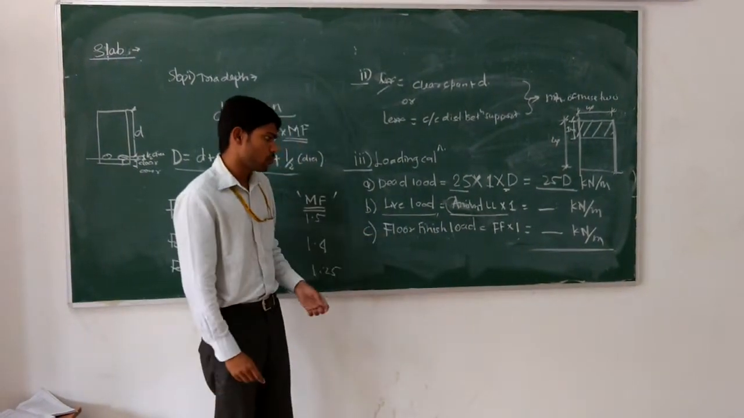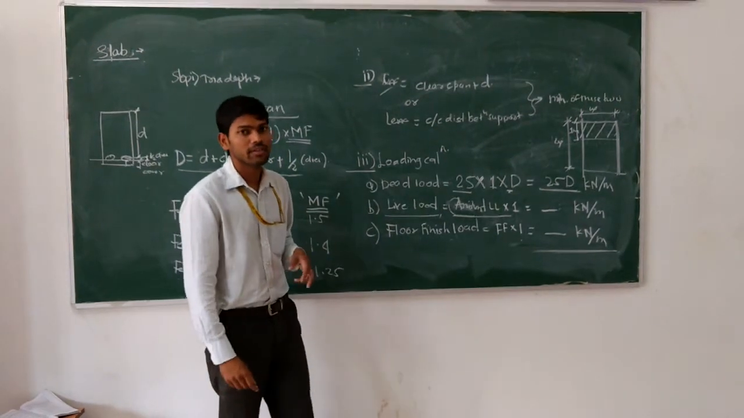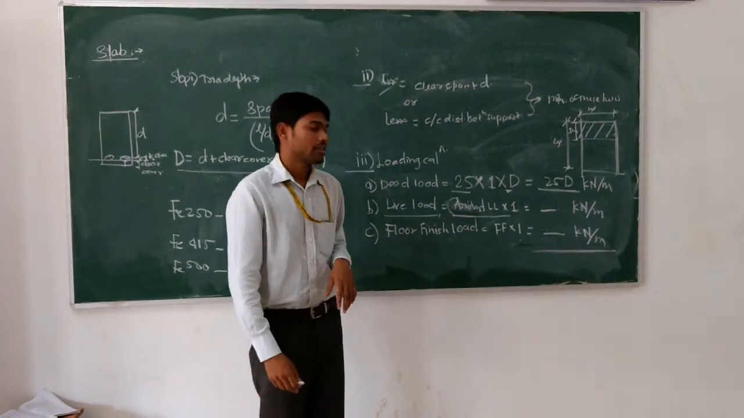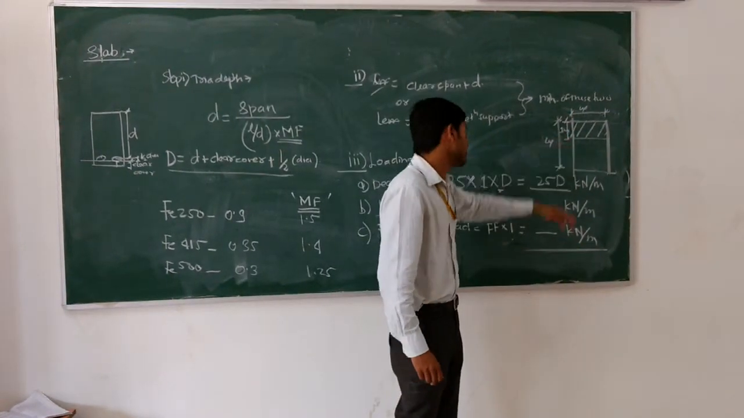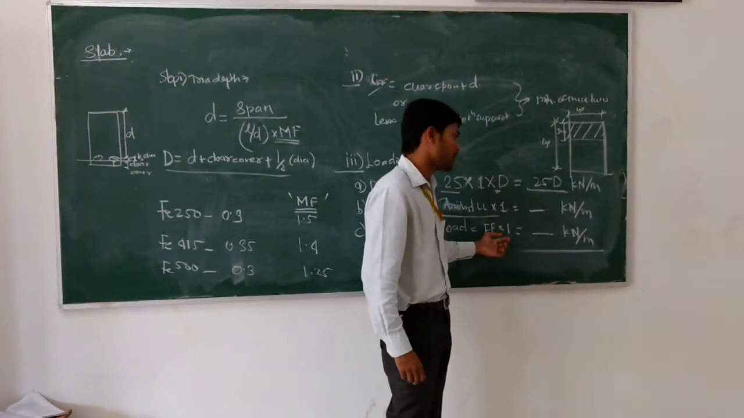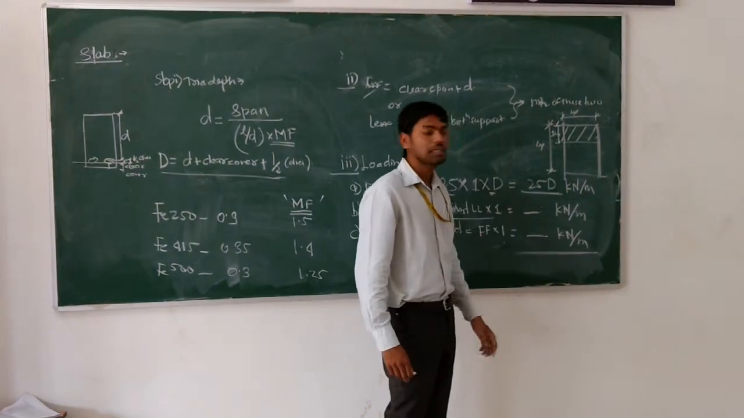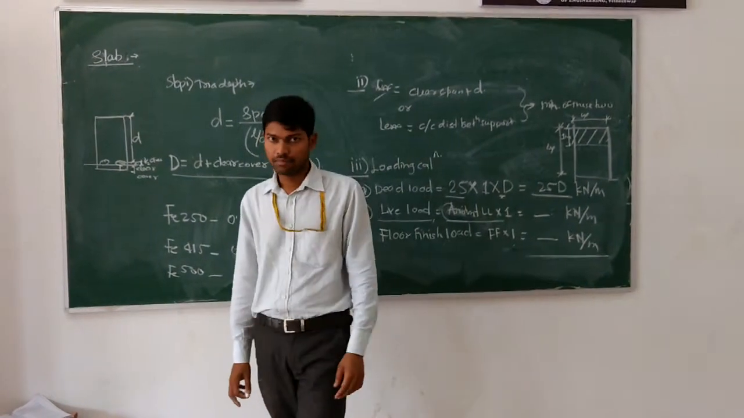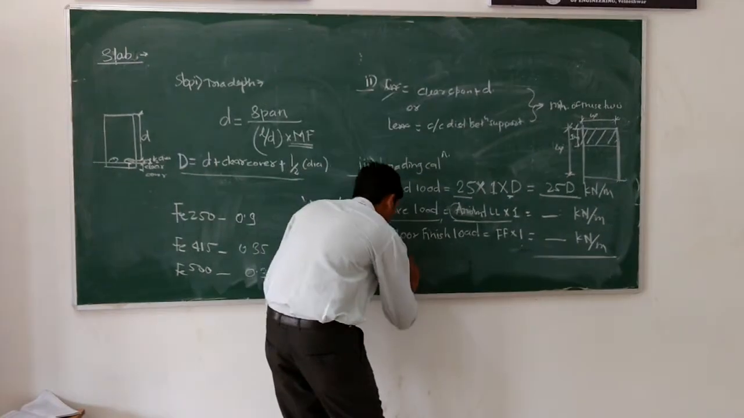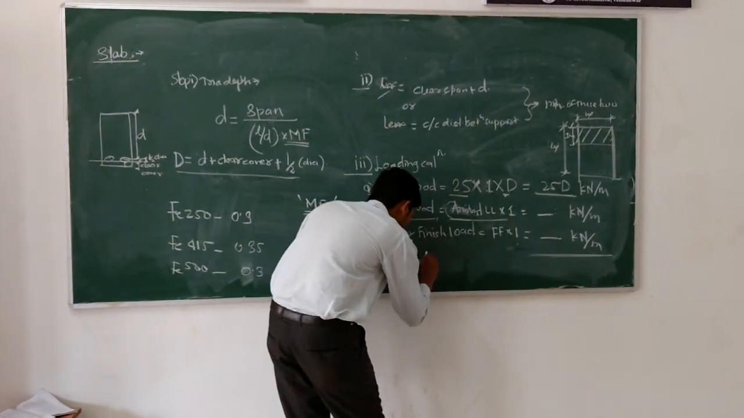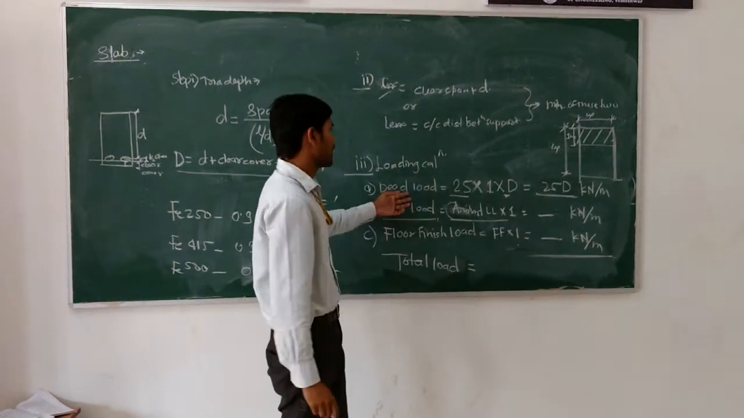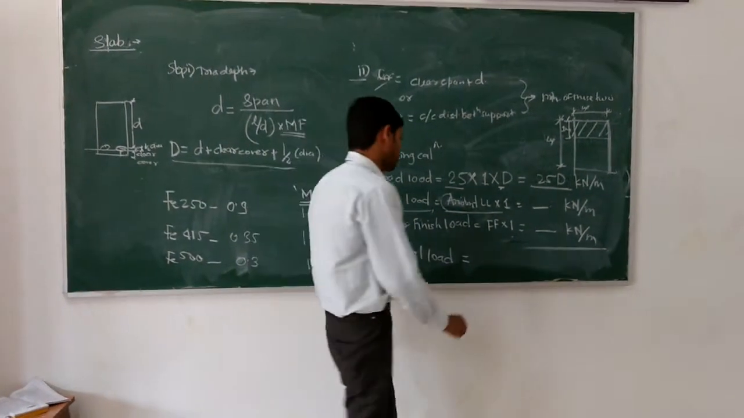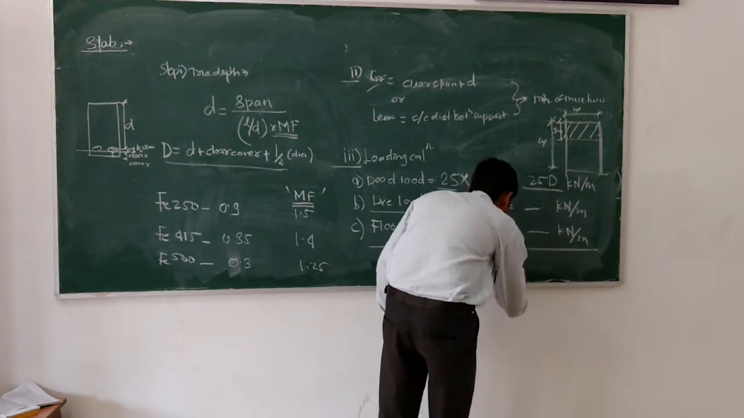Same, the floor finish load. Again, the floor finish load will be given in kilonewton per meter square. That again we multiply by the unit width that we have considered in the design. So floor finish multiplied by 1, we will get the value in kilonewton per meter. Then the total load is equal to summation of dead load, live load, and floor finish. Again, it is kilonewton per meter.